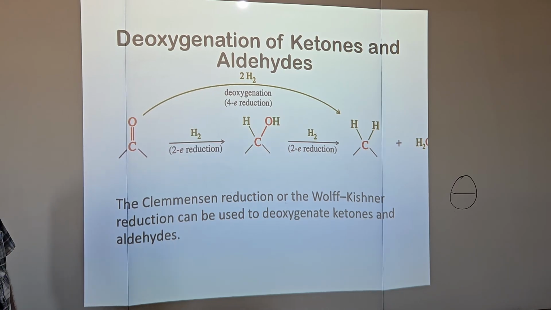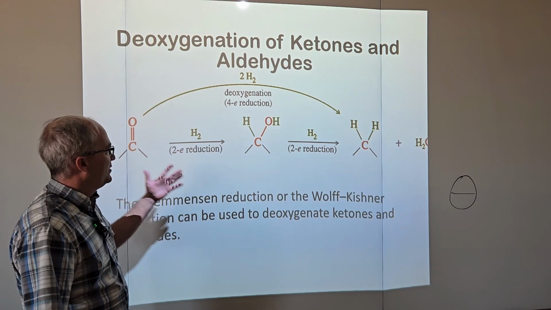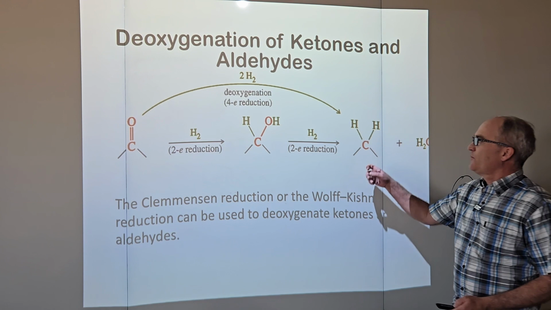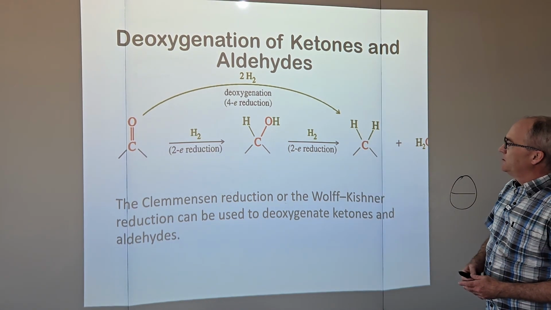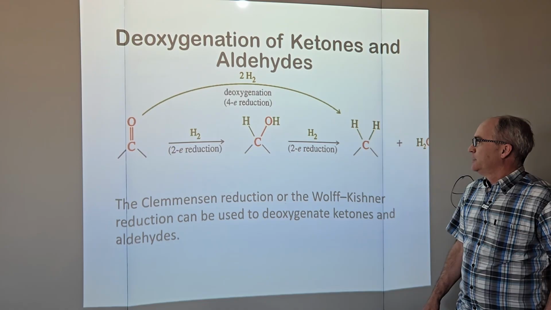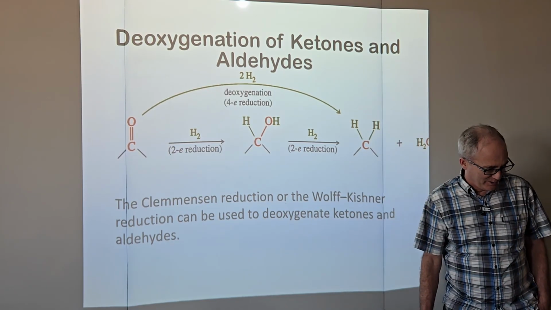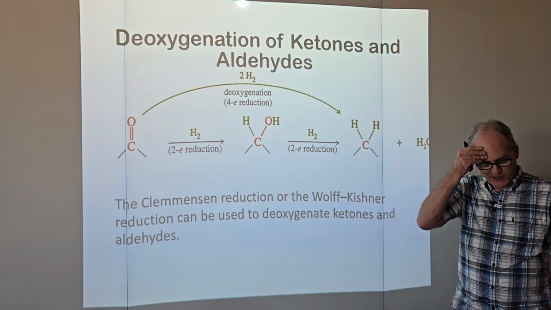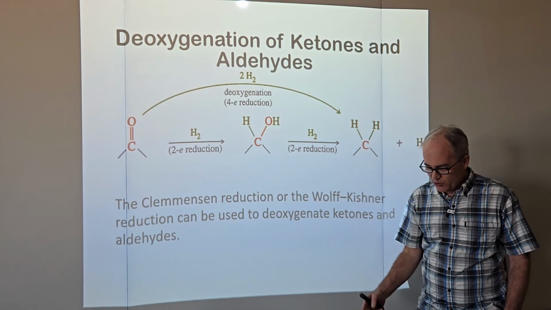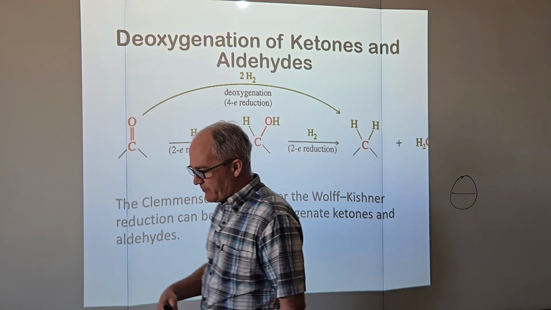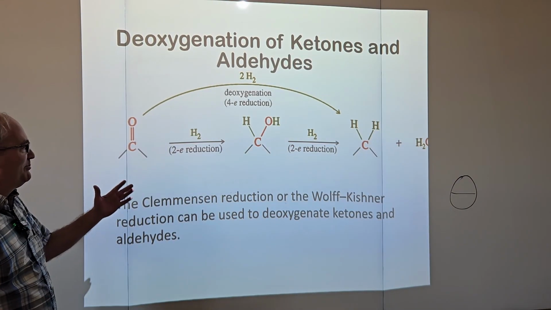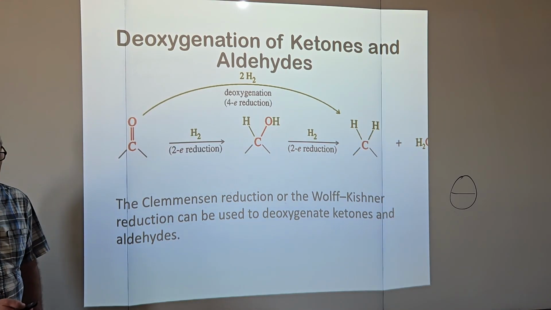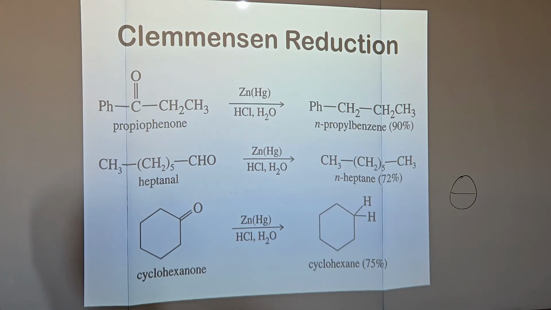Deoxygenation of ketones and aldehydes. So we can just remove the carbonyl oxygen. It takes us 2 electrons to get to there, 4 electrons to get to here. How would you know 4 electrons or 2 electrons? You go back to the electrochemistry chapter in Chem 2, and you use the method of half reactions, and poof, out will pop the number of electrons you need. This isn't that class, so I won't make you have to know that.